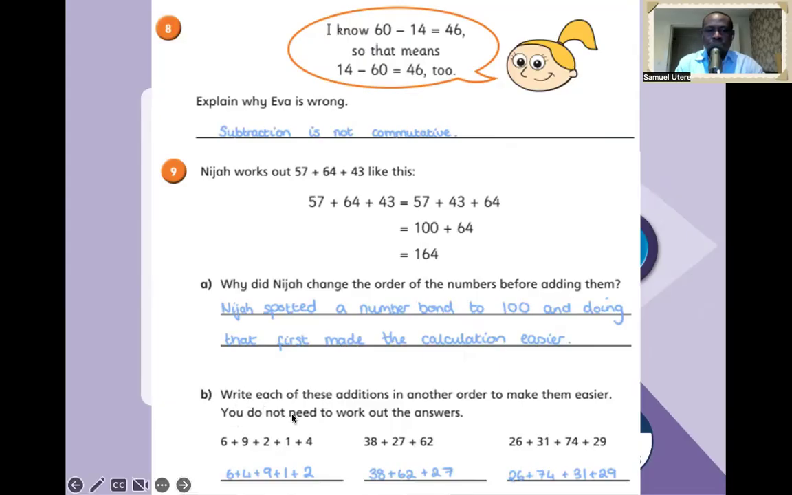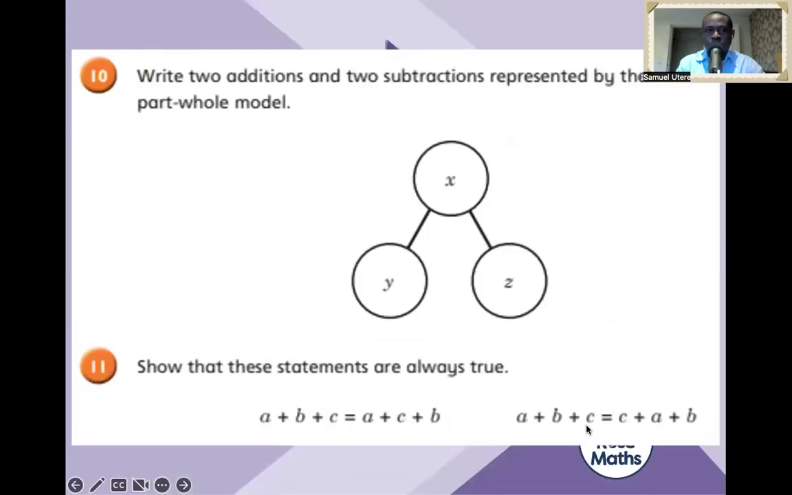Next, write each of these additions in another order to make them easier. So you could have done it like this. You could have done it like this or like that. Pause the video and answer questions 10 and 11 in 2 minutes.